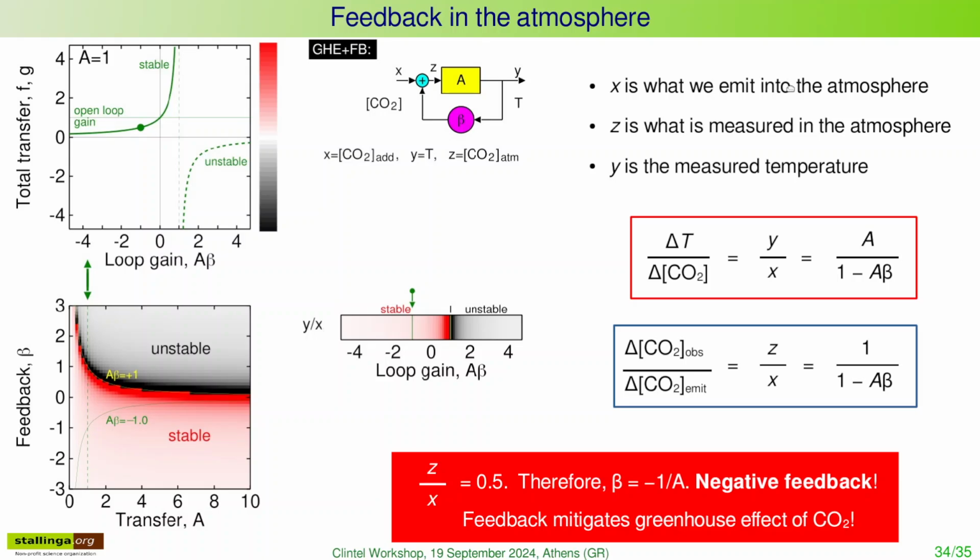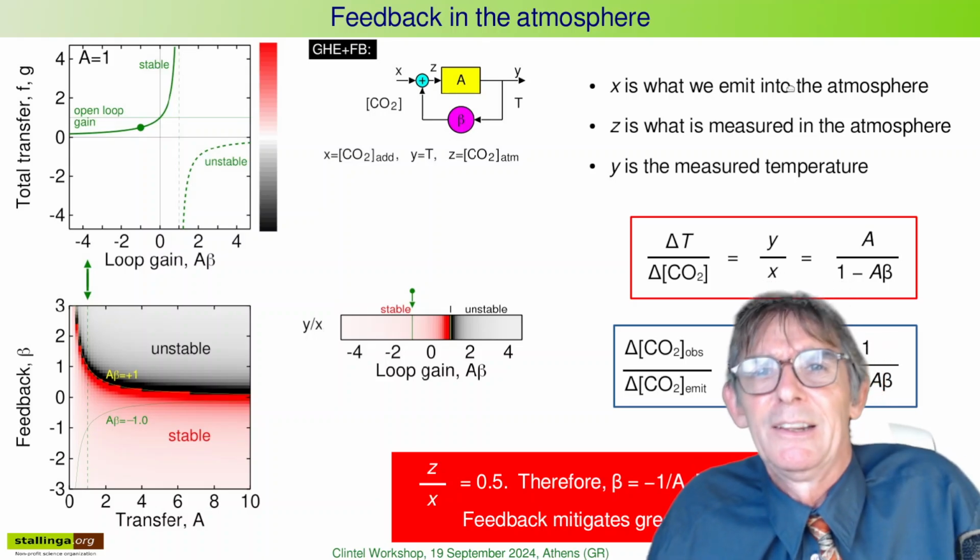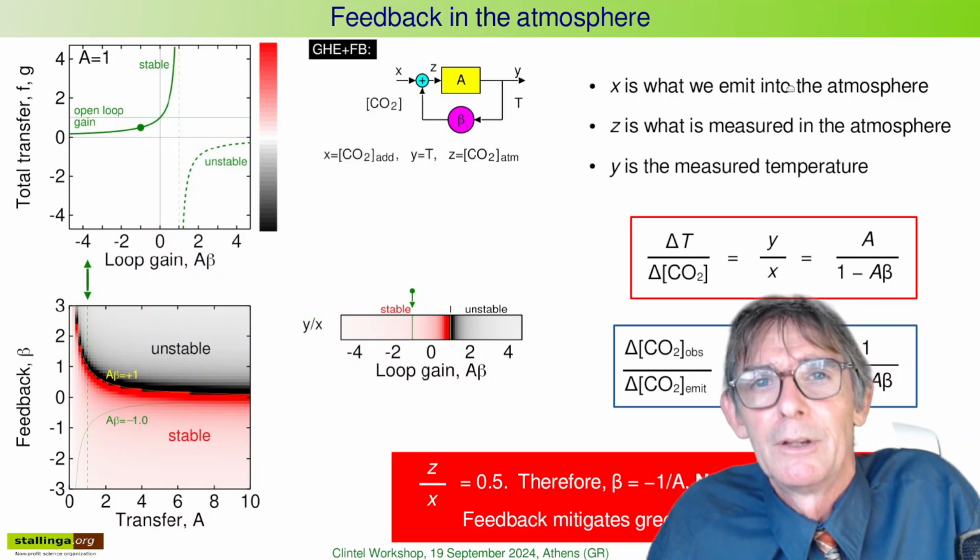In this model of feedback, Z divided by X is given, in the blue box here on the right, by 1 divided by 1 minus A beta. And as we know, this effect, Z divided by X, is 0.5, as I showed you in one of the earlier slides. This is only possible if beta is negative. Namely, since Z divided by X is 0.5, beta is minus 1 divided by A, meaning the feedback is negative. And if the feedback is negative, then the climate is stable.